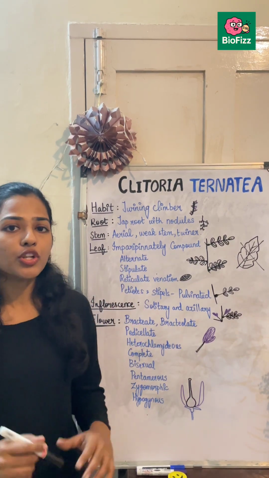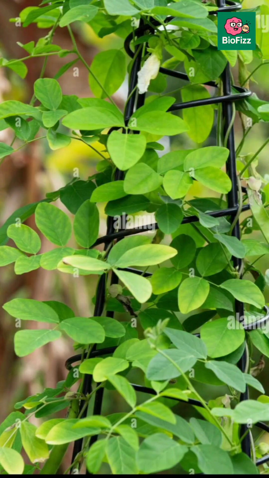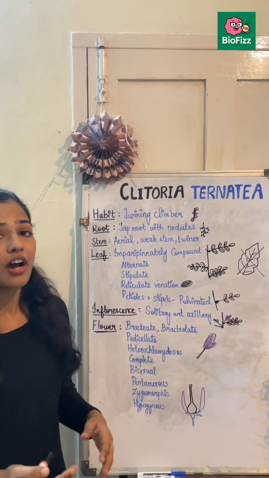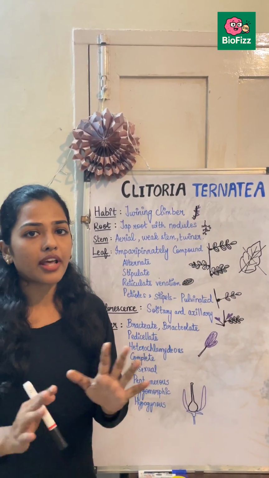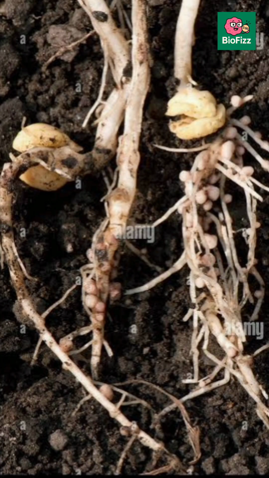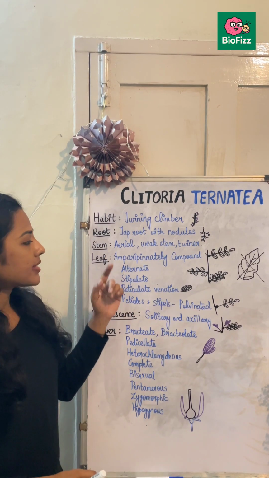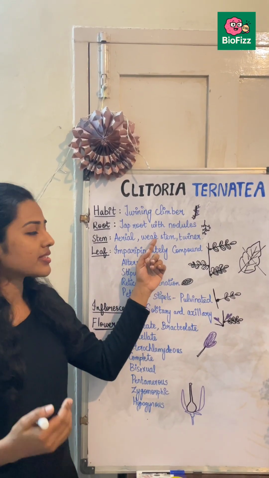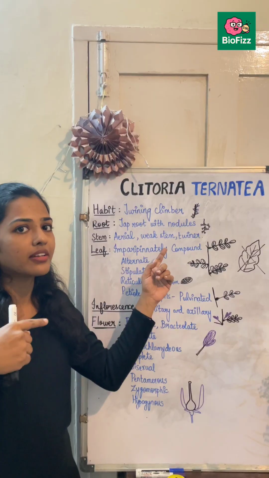The habit, when you look at the plant, the stem is pretty weak, so it generally twines around a support. That's why the habit is a twining climber. The root is a typical dicot tap root, but the roots have bulgings called nodules, in which the symbiotic bacteria will be there. The stem is above the soil, so it's called aerial. Like I already told you, the stem is pretty weak and it is a twiner kind of stem.